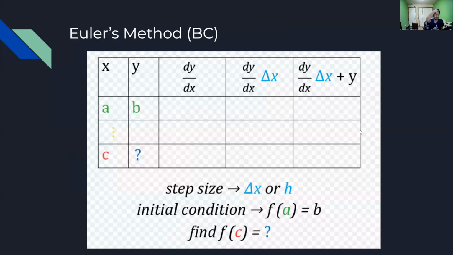Euler's method, this is basically BC, but essentially what you can do is take dy/dx, right? You have a and b, you have this initial condition. What you do is you find the derivative, and you can extend the derivative on. So we'll just draw this real quickly.